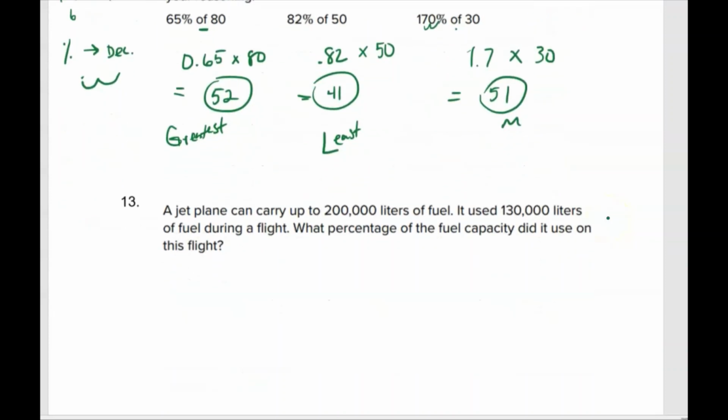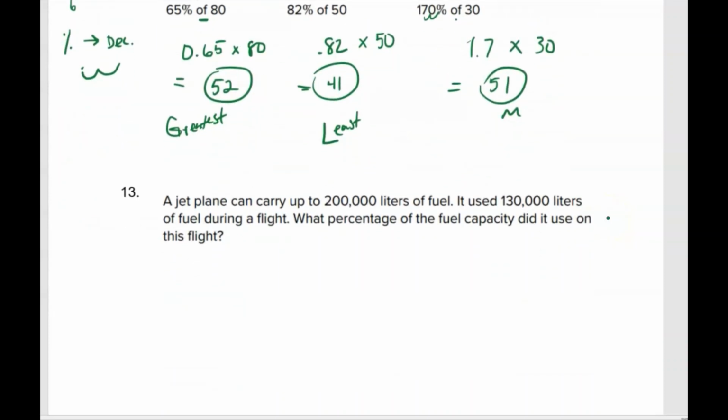Finishing with number 13. A jet plane can carry up to 200,000 liters of fuel. It used 130,000 during a flight. What percentage of the fuel capacity did it use? Remember, "of" is a good way to remember. Is over of. Remember that. "Is" is telling you part. "Of" is telling you whole.